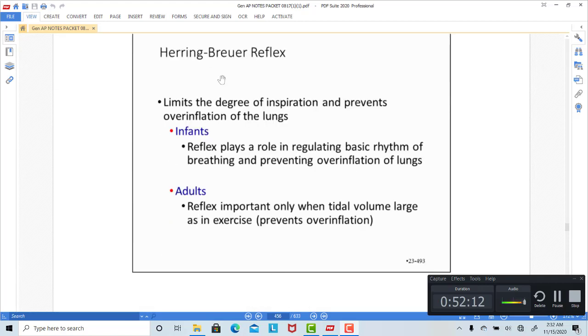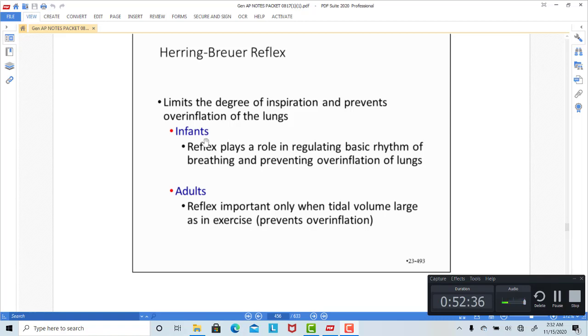So again, we talked about the stretch receptors. These are just stretch receptors in the lungs. And that is a major role of how babies breathe. We look at them as belly breathers, and as the lungs expand and stretch, their belly kind of pooches out, and then that tells the pons it's time to relax, and then they exhale.